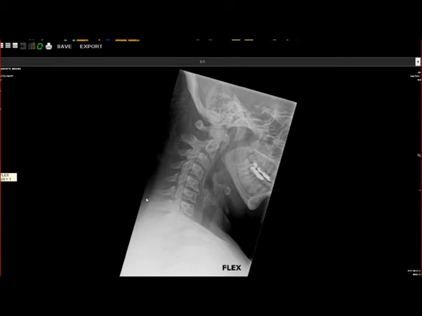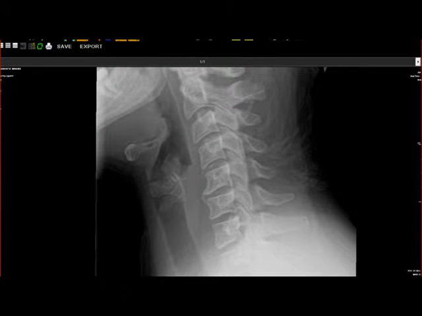So with the flexion and extension images, here's the flexion image, and you'll notice that the range of motion in flexion is somewhat limited. And the extension image, which is this one here. No, that's the neutral.